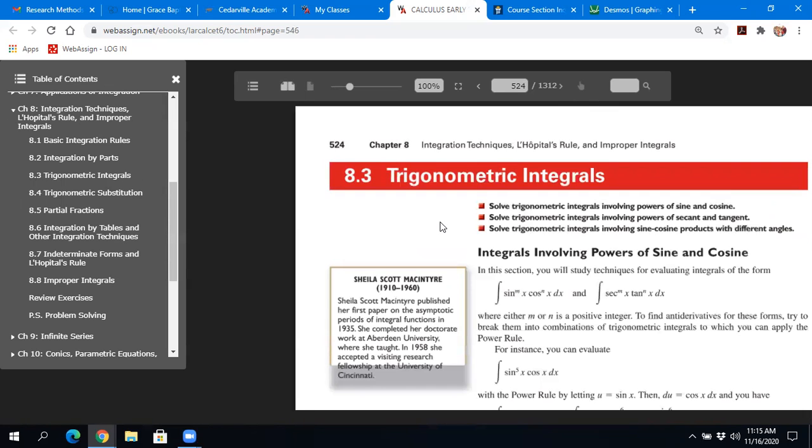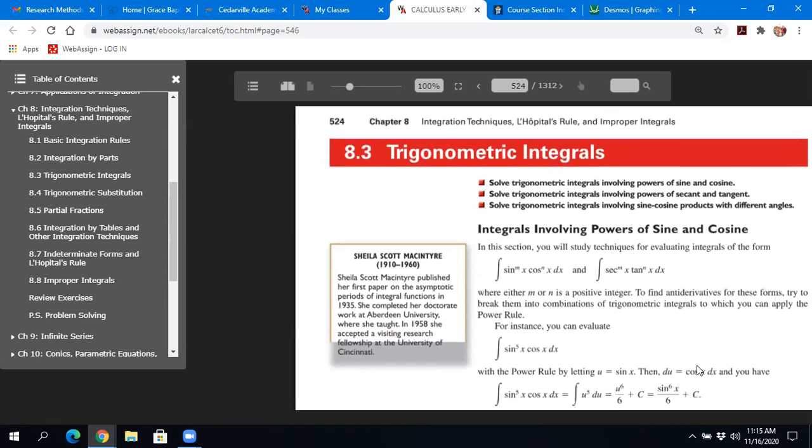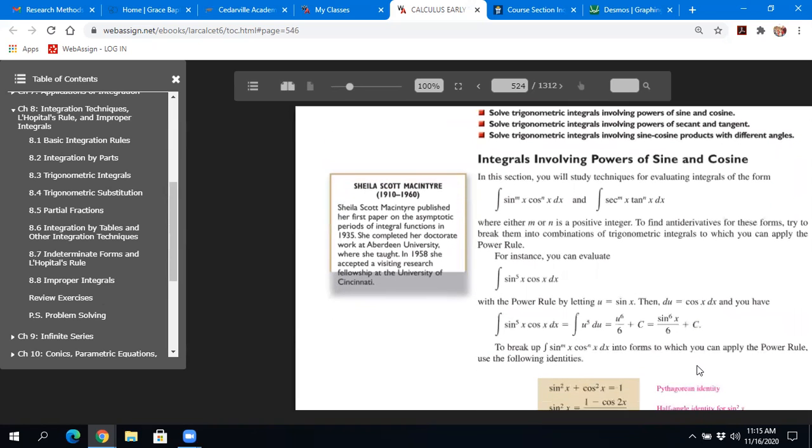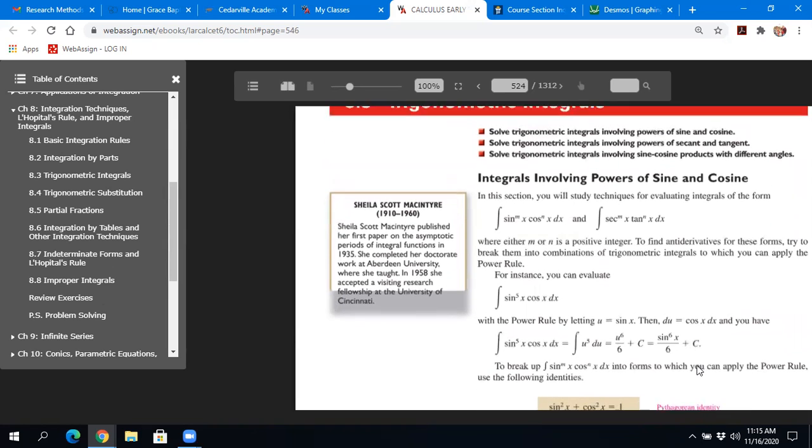Trig integrals. That's where we were interested in integrating products of powers of sine and cosine or secant and tangent. You will recall that we had some guidelines that helped move us along in that regard.